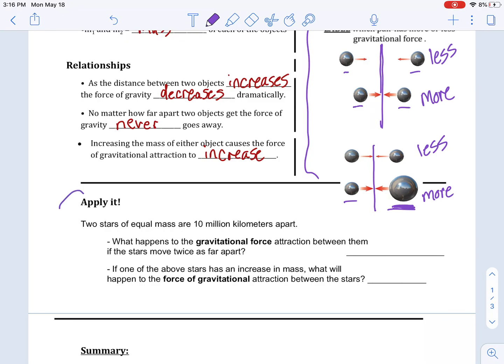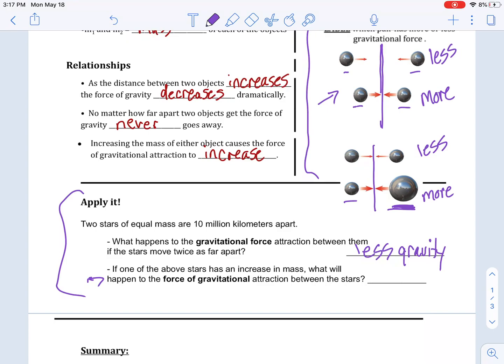Okay? Let's go on to the apply it part. It says two stars of equal mass are 10 million kilometers apart. What happens to the gravitational force attraction between them if the stars move twice as far apart? Well, just like in this first example, if they move apart from each other, there's going to be less gravity between them. There's going to be less gravitational force.